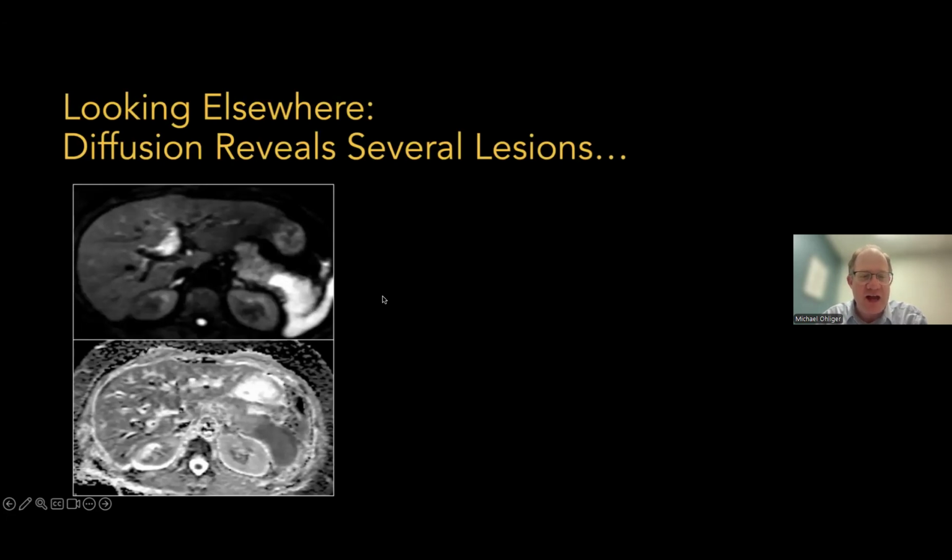Now here, the clue to this diagnosis is actually I use diffusion weighted images. So you can use your T2 as well, but we see lesions other places. We actually see this lesion in the pancreas. It's bright here, and then it's dark there.